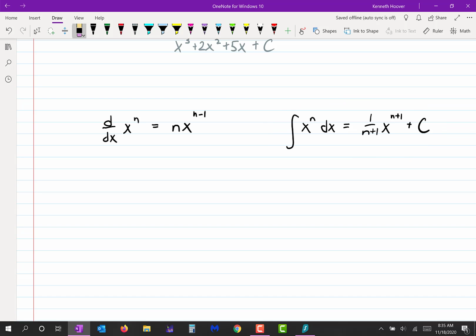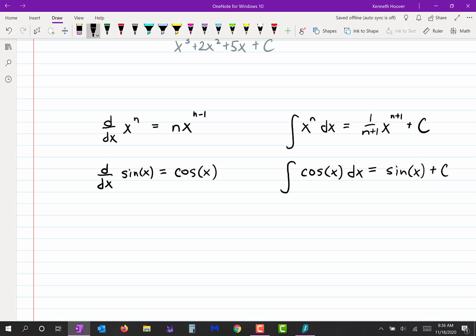Okay, let's go through some more. What are some other derivatives that you learned in this class so far? You learned that the derivative of sine equals cosine, right? That means that you also know the integral of cosine equals sine plus a constant.